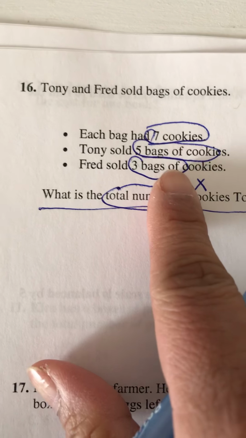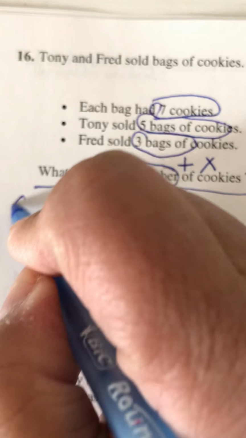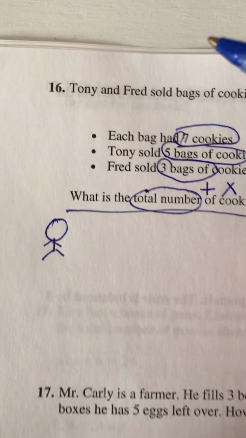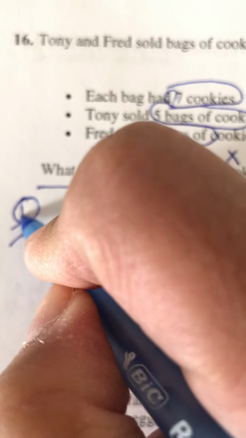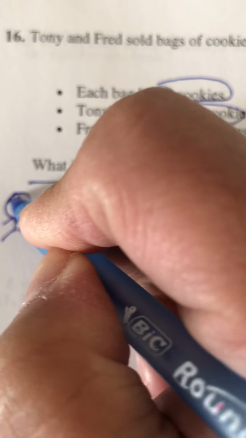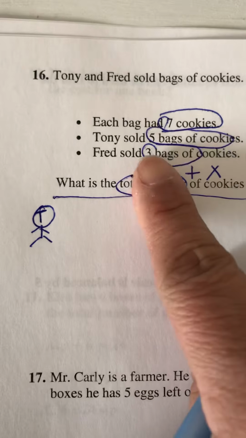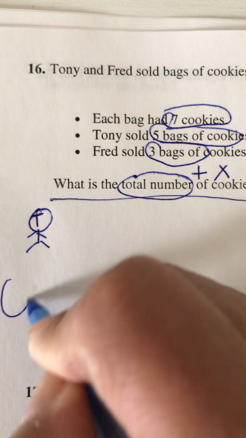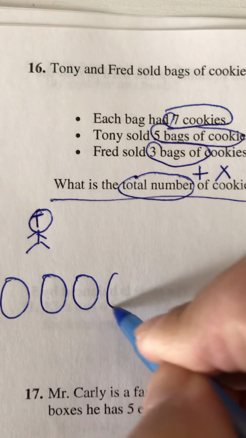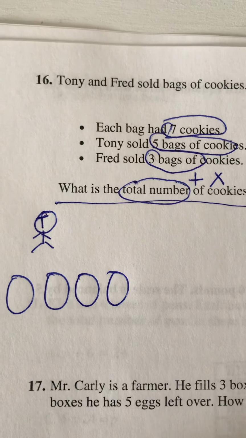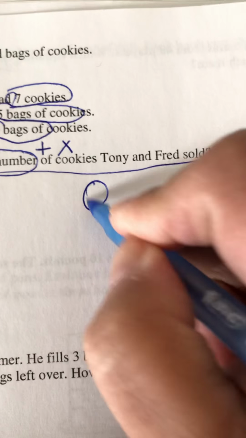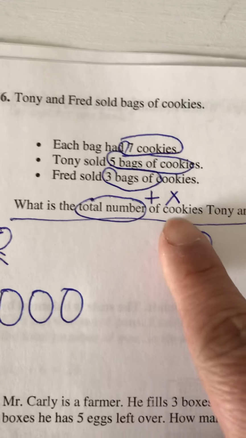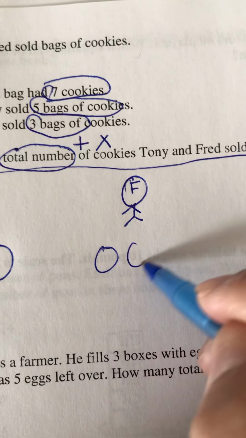So, Tony sold 5 bags of cookies. I'm gonna draw Tony, just to make sure that I know how much, or this would help me not to get so confused. Tony sold 5 bags, so I'm gonna draw the bags. 1, 2, 3, 4, 5. And then this is Fred. I'm gonna draw Fred. And then Fred sold bags of cookies.